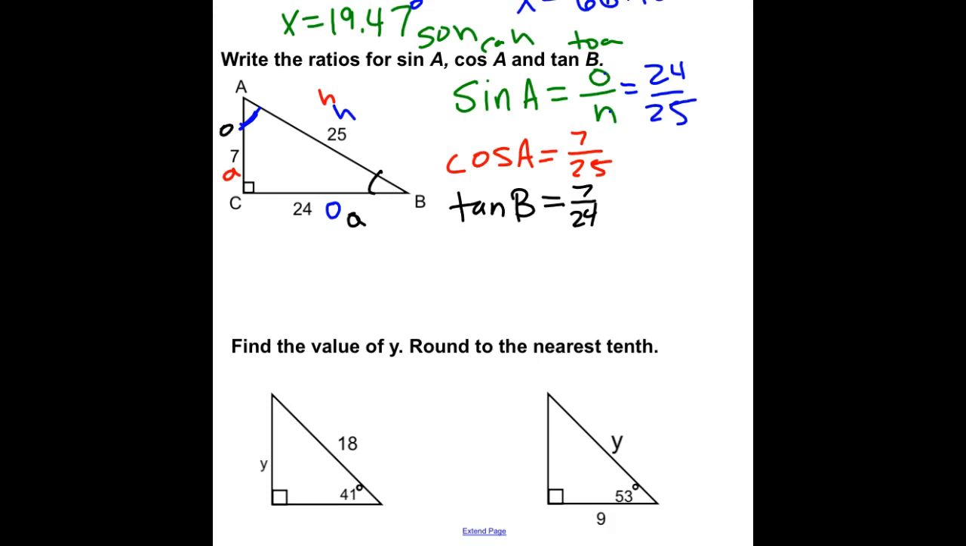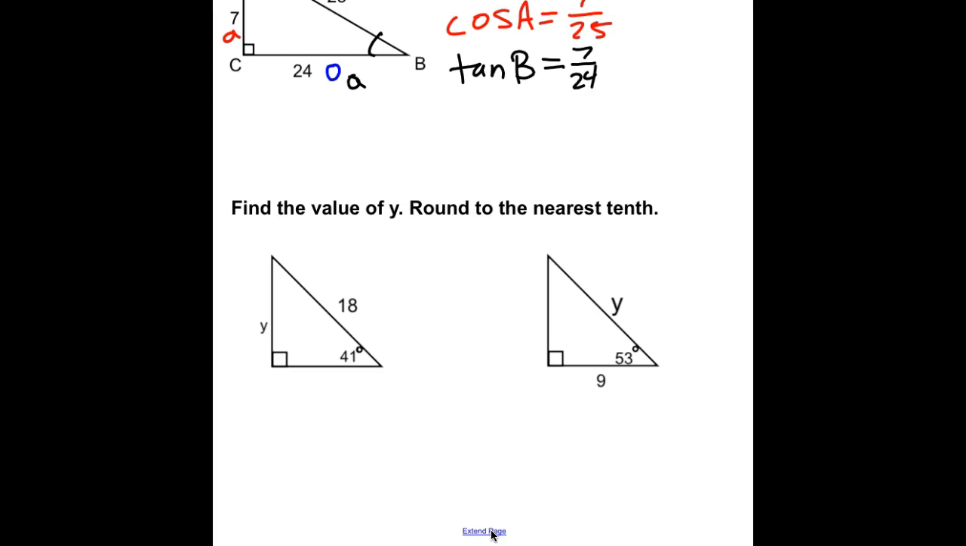All right, so what you're going to do next is move down to these next ones, and you're going to find the values of y. You're going to round your answer to the nearest tenth. So this is where all those trig skills come into play. You look at the triangle, you mark your angle, and you look at your sides. Well, y is opposite, and 18 is the hypotenuse. So if I think of SOHCAHTOA, I have to determine which one uses the opposite and the hypotenuse. That's SO. So I go sine.